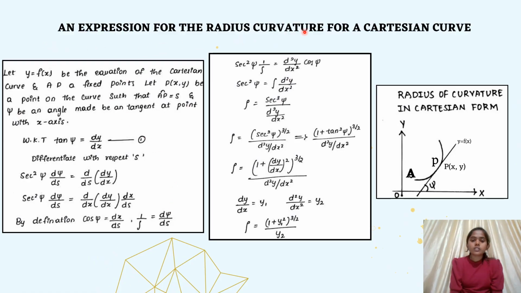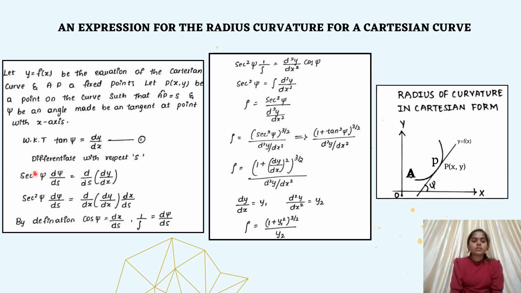Expression for the radius of curvature for a Cartesian curve. Let y equal to f of x be the equation of the Cartesian curve, and A, P be points. Let P of (x, y) be a point on the curve such that arc AP equal to s, and psi be the angle made by the tangent at the point with the x-axis, as shown in the figure. We know that tan psi equal to dy by dx. Equation number 1. Differentiate with respect to s.